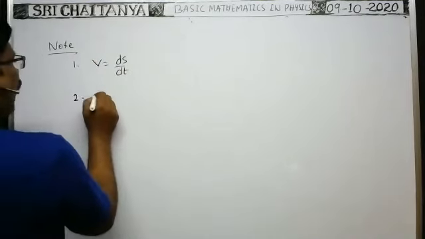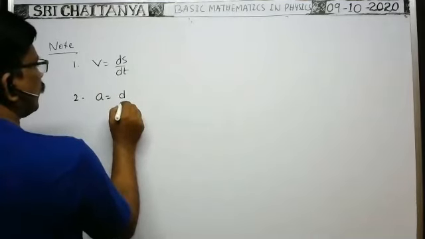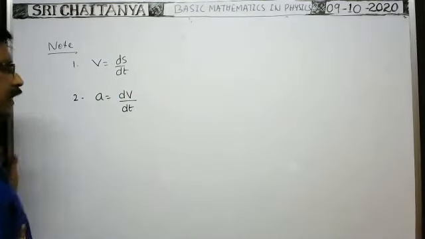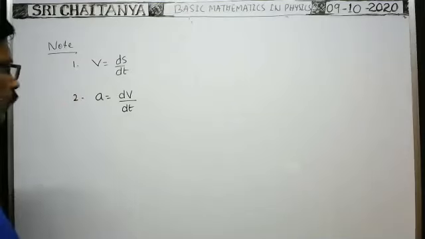Okay. Acceleration of the body is the rate of change in velocity. In a small interval of time dt, the change in velocity is dv. Then dv by dt is the rate of change in the velocity of a body, which is called acceleration.